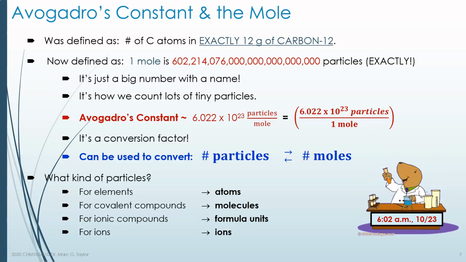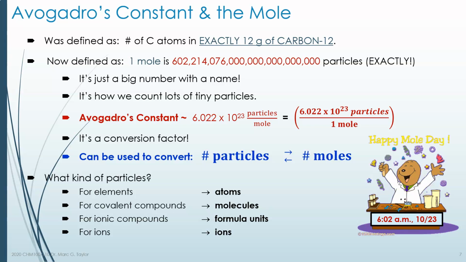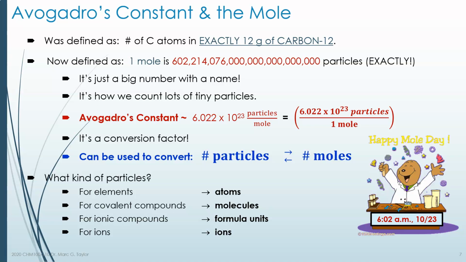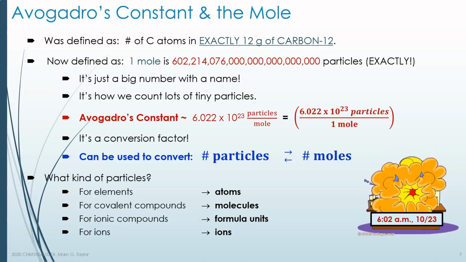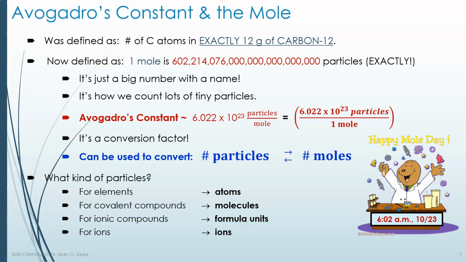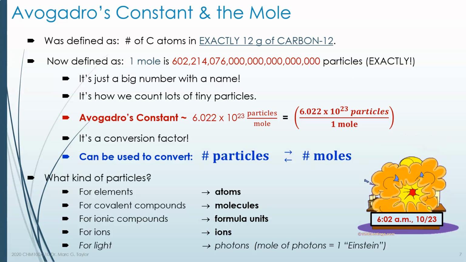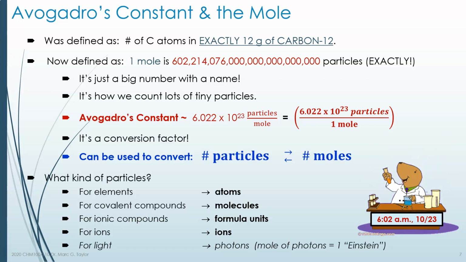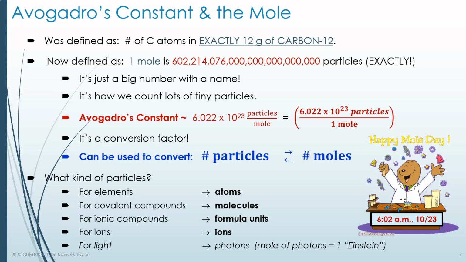So it's always, for every single substance, the same exact conversion factor: 6.022 times 10 to the 23 of that thing per 1 mole of that thing. In fact, they've even done it for light, and a mole of photons actually has a special name. It's called an Einstein of photons.